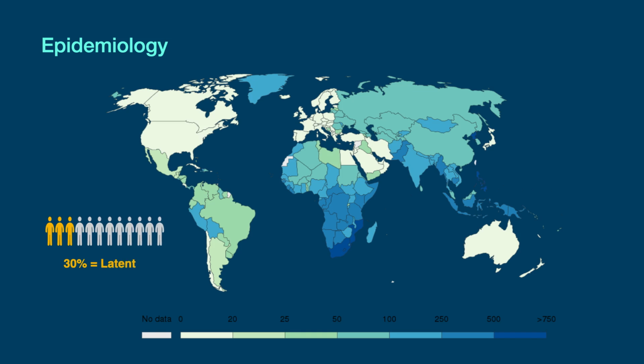In 2017, the largest number of new TB cases occurred in the Southeast Asia and Western Pacific regions with 62% of new cases, followed by the African region with 25% of new cases.